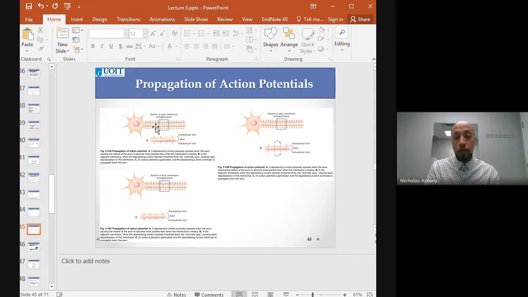Okay, so what happens is all the local potential energy is summated here, and then eventually we get to -55. The first voltage-gated channel opens, and then the charge changes, and then the next one in the line fires, and then the next one, and then the next one. That's why it goes down the line like dominoes. Does that make sense? And that's why it's an all or none response.